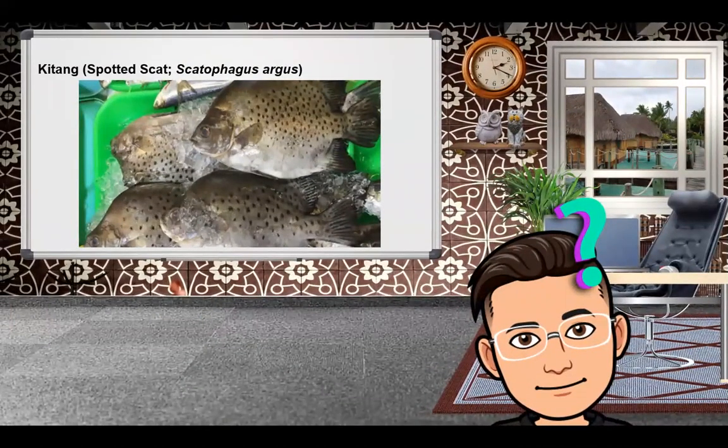Next, we have the kitang. This flatfish is a popular brackish water fish with a silver bronze body with black spots. In Philippine dishes, it is usually cooked with vinegar. The process is called paksiw in Tagalog. The kitang fish is available in the public markets, usually priced at 200 per half a kilo.